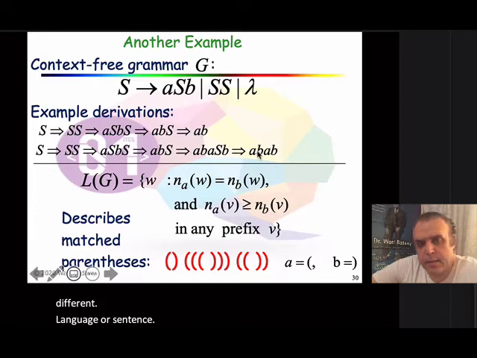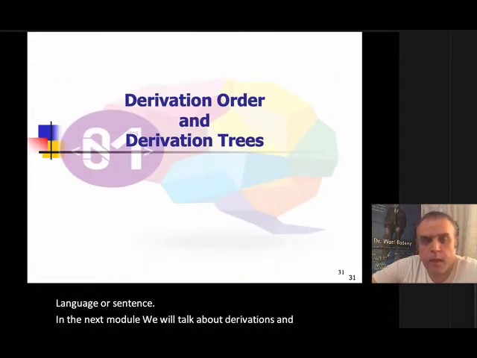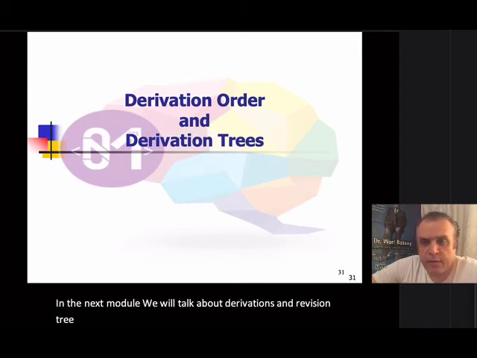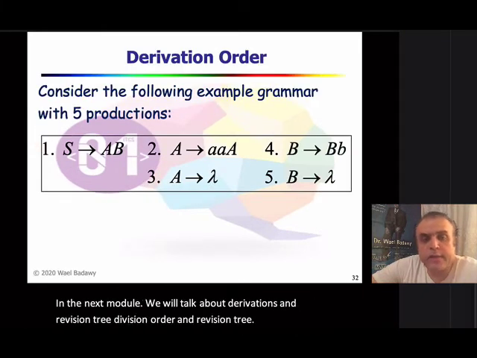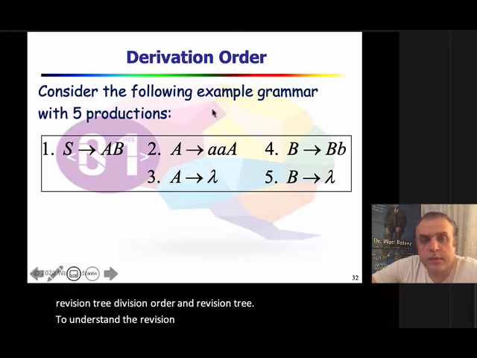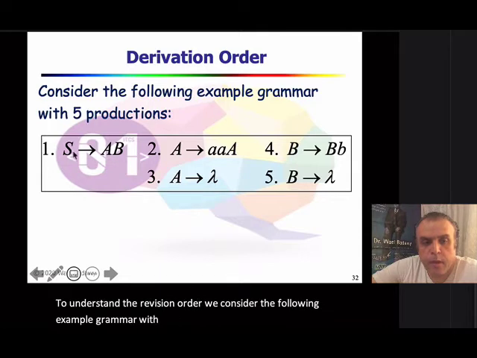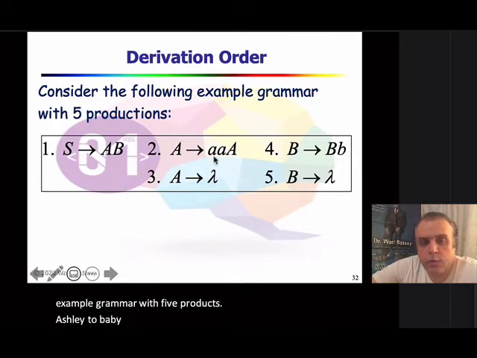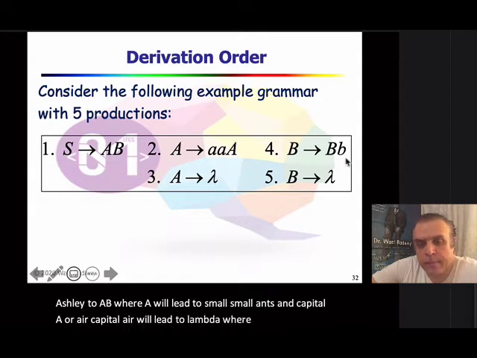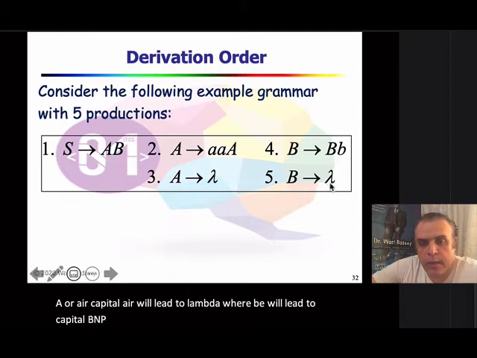In the next module, we will talk about derivations and derivation trees. Derivation order and derivation tree. To understand derivation order, we consider the following example grammar with 5 productions. S leads to AB, where A will lead to small a and capital A, or capital A will lead to lambda, where B will lead to capital B and small b, where B will lead to lambda.